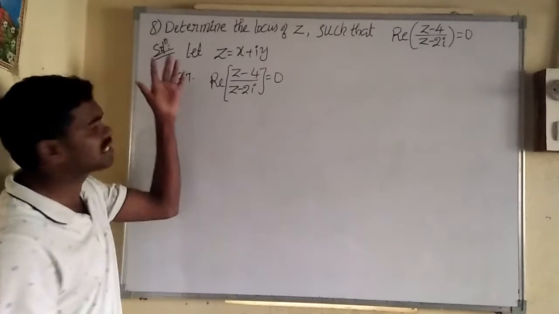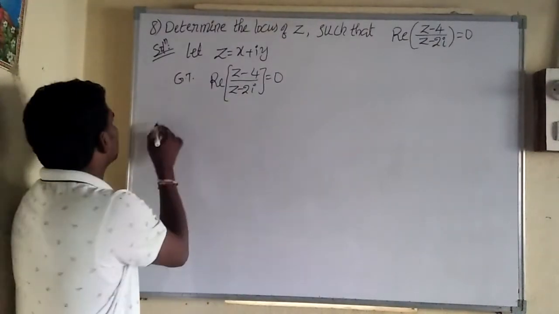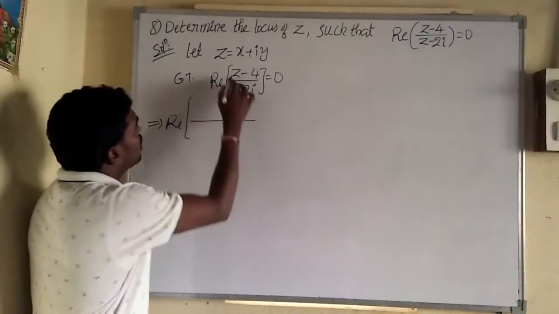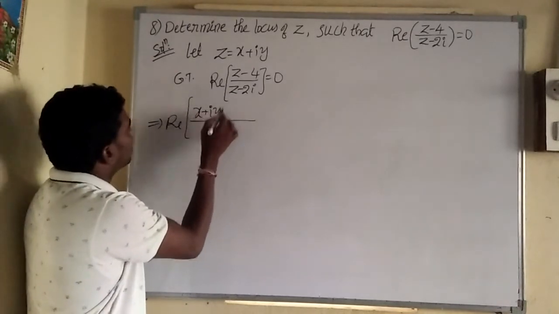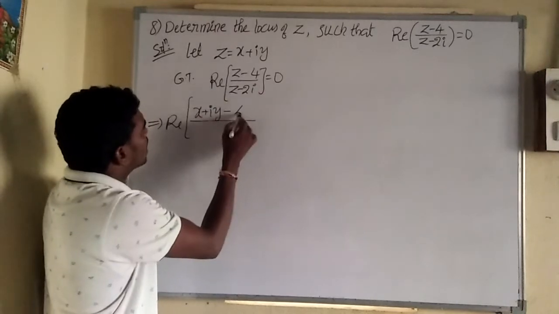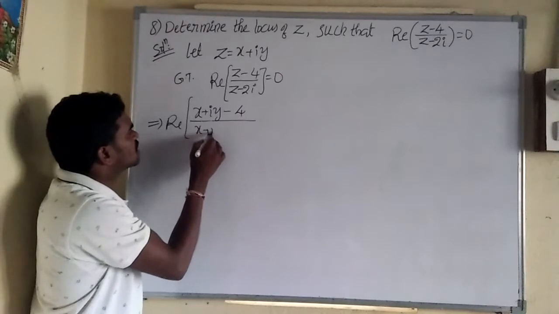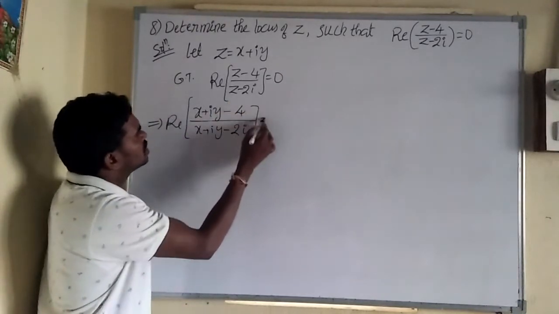Same as the 7th question, we can solve the 8th one. That implies real part of, what do you mean by z? Z means x plus iy. Next minus, next 4 as it is, by, what is next? Z. Z means what? x plus iy. Next minus, next 2i is equal to 0.